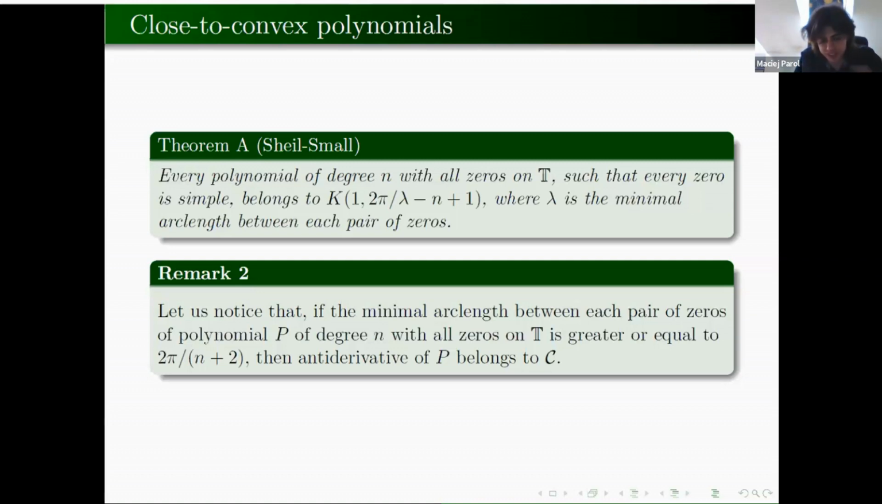So remark 2 follows from theorem A, and we know that the polynomial is close to convex if and only if the minimal arc length between zeros is greater or equal than 2 pi over n plus 2. Because we know that the class K13 is the class of close to convex. So we need that the minimal arc length is bounded. And remark 2 is the starting point of our studies.